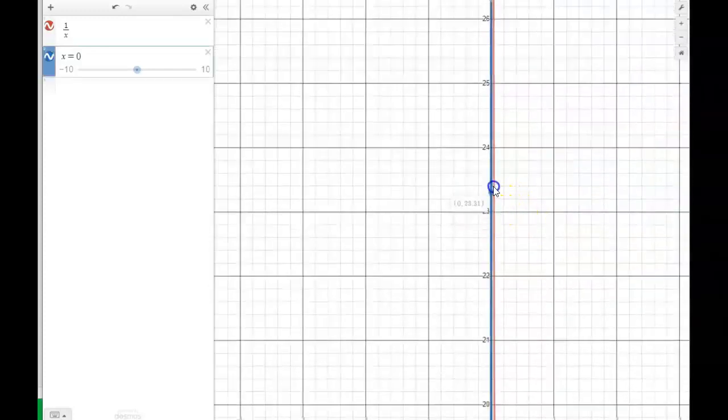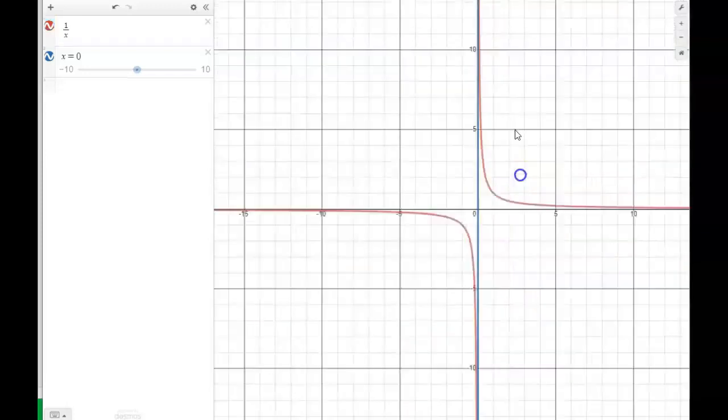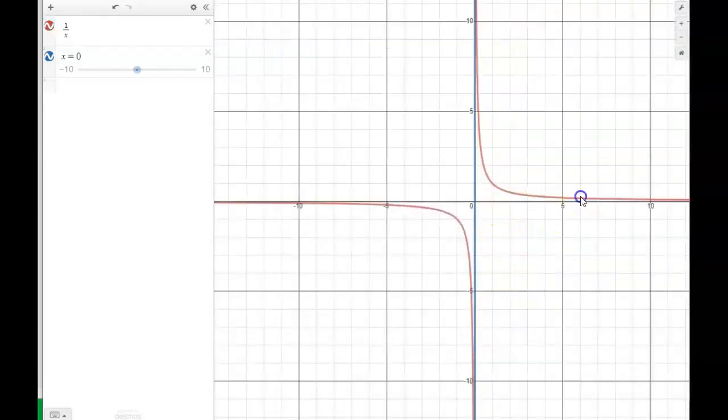Really high. But the point is, as we approach the blue line from the right side, no matter how close we get to the blue line, we'll never get there. And as we do, it just keeps pushing that y value up higher and higher and higher. So what we can deduce from that is that as I approach the blue line from the right side, my graph goes up into positive infinity.